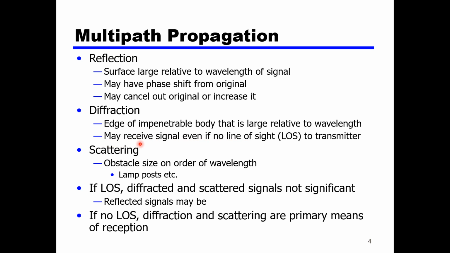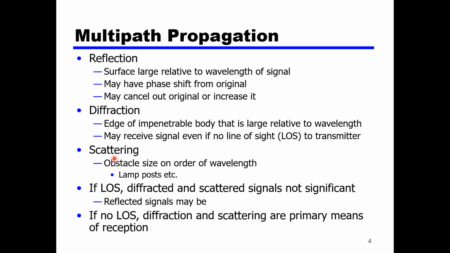Due to that, the signal may be received at the receiver even if there is no line of sight to the transmitter. The signal is not in the line of sight of the transmitter. In the case of our mobile phones, we are not always in line of sight to the base station antenna, but we are able to receive the signal also because of the diffraction. And when it is line of sight, then there will be better communication and better signal strength.